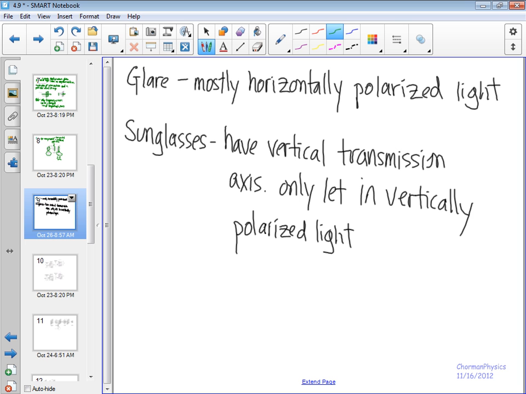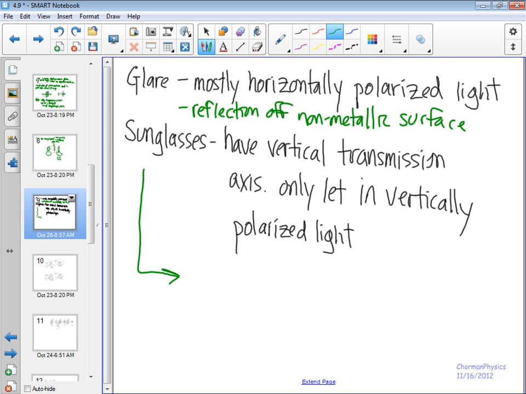Okay, so really quickly, okay, glare, a couple things to define here, right? Glare is mostly horizontally polarized light. Okay, this is getting at that reflection of light, okay, off of a non-metallic surface. Okay, because off of a metallic surface, it doesn't polarize, all right? So sunglasses have vertical transmission axes, okay, and it only lets in vertically polarized light. So sunglasses, therefore, end up blocking out glare.